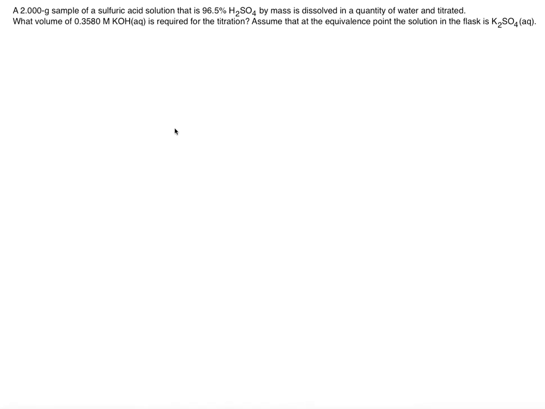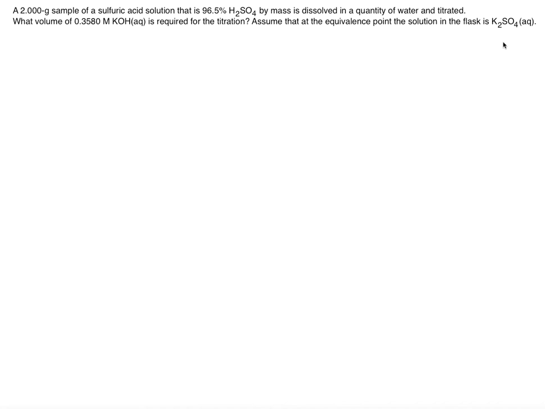A 2-gram sample of a sulfuric acid solution that is 96.5% sulfuric acid by mass is dissolved in a quantity of water and titrated. What volume of the 0.3580 molarity potassium hydroxide solution is required for the titration? Assume that at the equivalence point the solution in the flask is potassium sulfate solution.